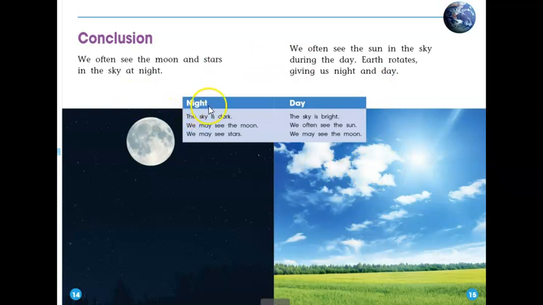It says, night. The sky is dark. We may see the moon. We may see stars. Day. The sky is bright. We often see the sun. To me, that matches the pictures. Night is dark. We see stars and the moon. Daytime, the sun is out and it's really bright. So I think that's what I'm going to use to help me rewrite my sentences to answer my question.